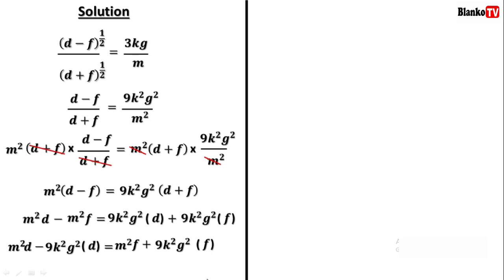So we factorize d out on the left hand side. So we have d outside the bracket m squared minus 9k squared g squared equals, then we factorize f out on the right hand side also. So we have f outside the bracket m squared plus 9k squared g squared.